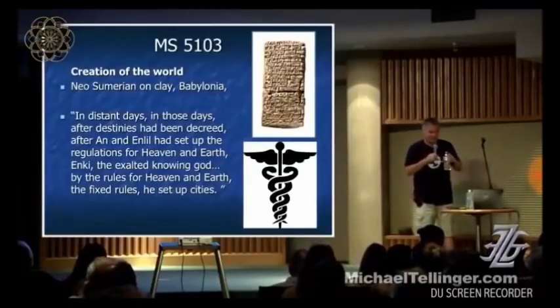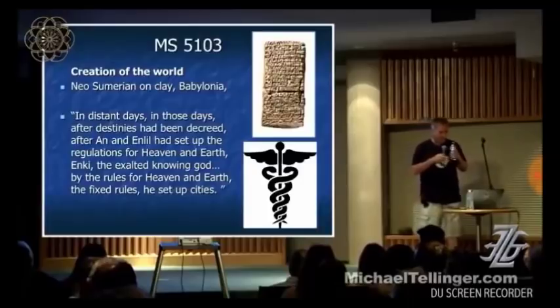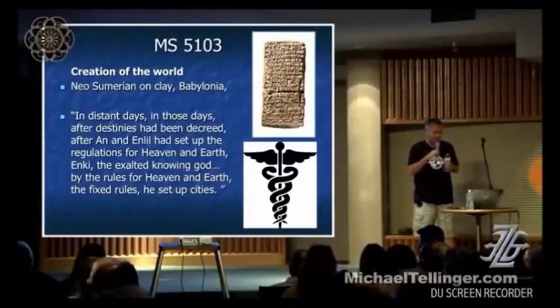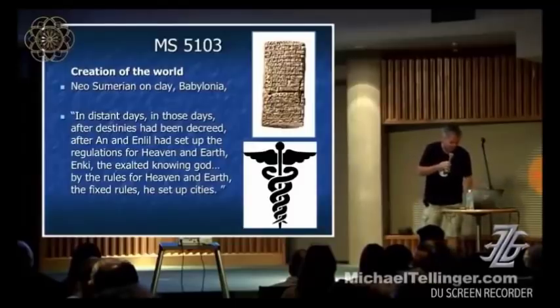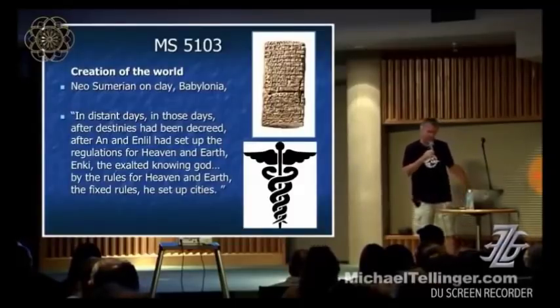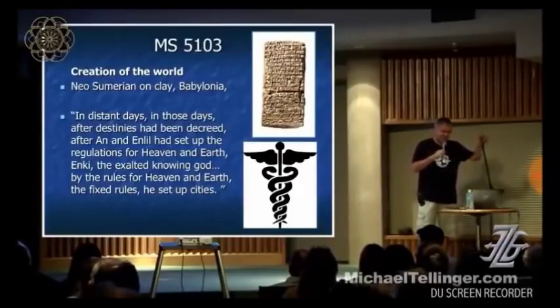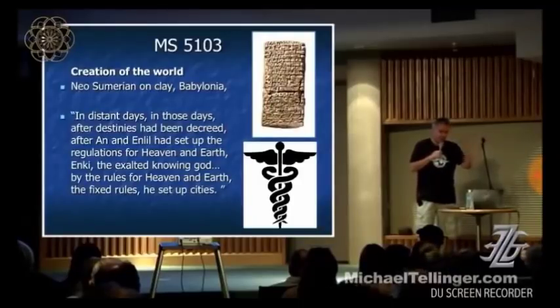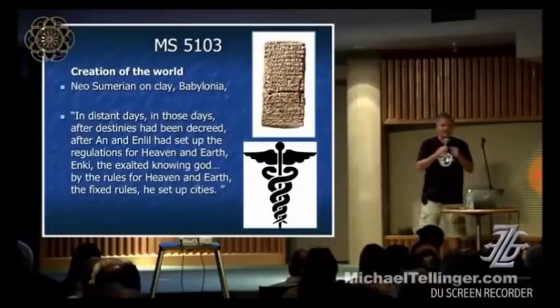This is a real text that comes from the Shoyan collection, and it says, in the distant days, in those days after destinies had been decreed, after An and Enlil had set up regulations for heaven and earth, and Enki, the exalted knowing God, by the rules for heaven and earth, the fixed rules, he set up cities.